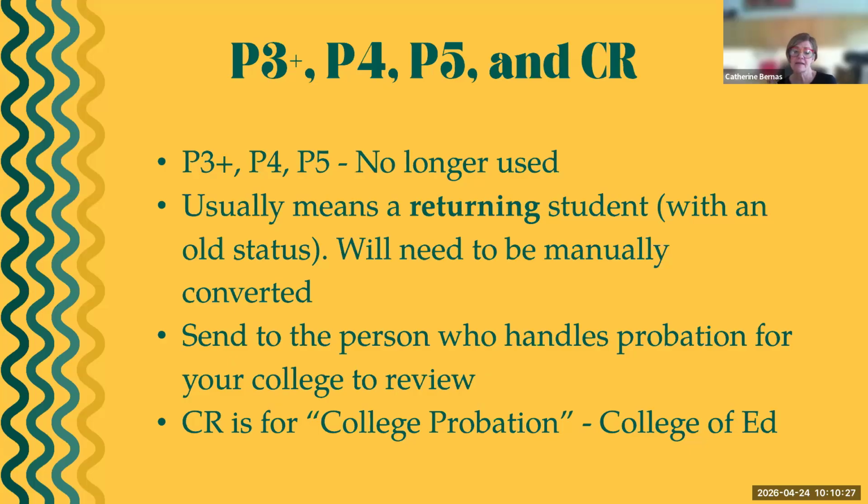And then CR is college probation. Really, the only place I see it anymore is the College of Education, because even though university probation is below a 2.0, the College of Ed considers anybody below a 2.5 to be on College of Ed probation. So they use the P1, P2, but anyone between a 2.0 and a 2.49 is going to get that CR, meaning they're not on university probation, but they are on college probation.